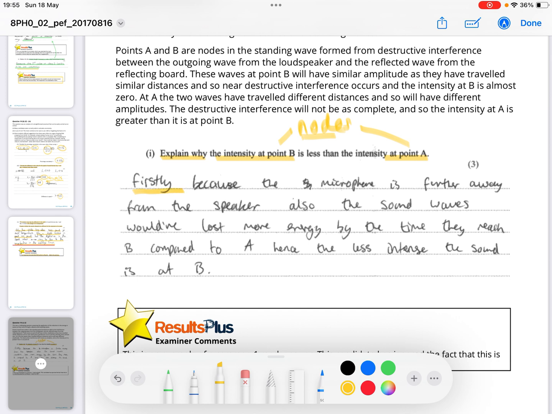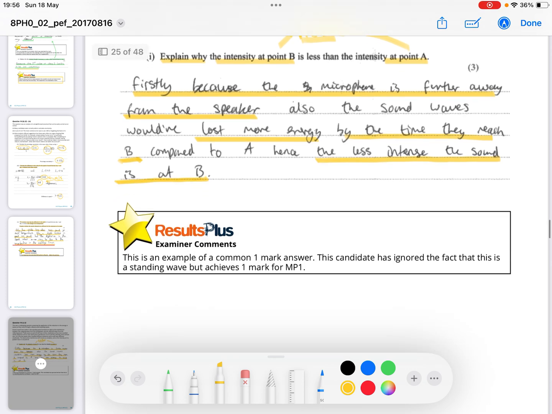So the student said, because the microphone is further away from the speaker at B, they mean, the sound waves would have lost more energy by the time they reach B compared to A. Hence, the less intense the sound will be at B. Now, did they get the 3 marks? I doubt it. This is a 1 mark answer.